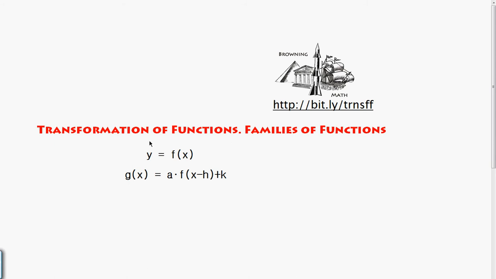To be more specific, if you have a family of functions, y equals f of x will be the parent of the family, and g of x would be the members of the family, which are results of transformation of this function. Transformations include horizontal and vertical translation, and vertical and horizontal stretch and shrink of the function.